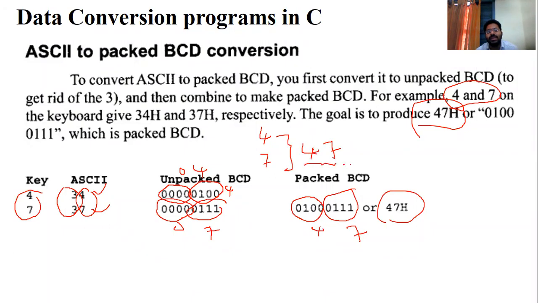But you can represent it in 8-bit format. In unpacked, this 4 is in 8-bit format, this 7 is in 8-bit format. But this 47 is represented in packed in 8-bit format. That is the difference. See this, in packed format, you can represent it in 8-bit format. In unpacked format, each digit you represent in 8-bit format. So in packed format, all the numbers you can represent in 8 bits only, because our PIC18 is 8-bit.